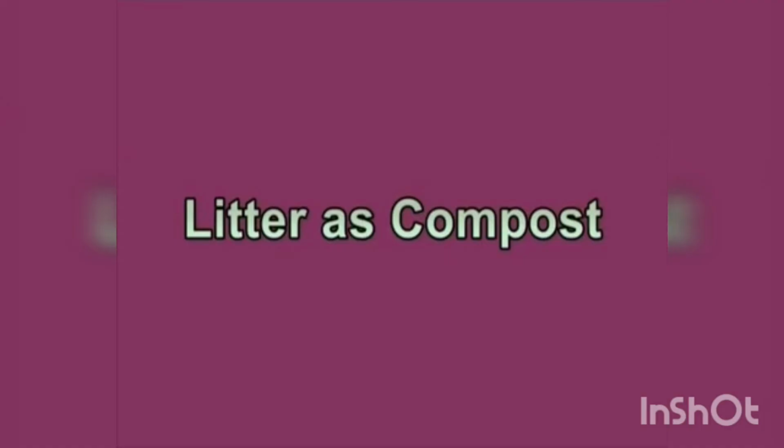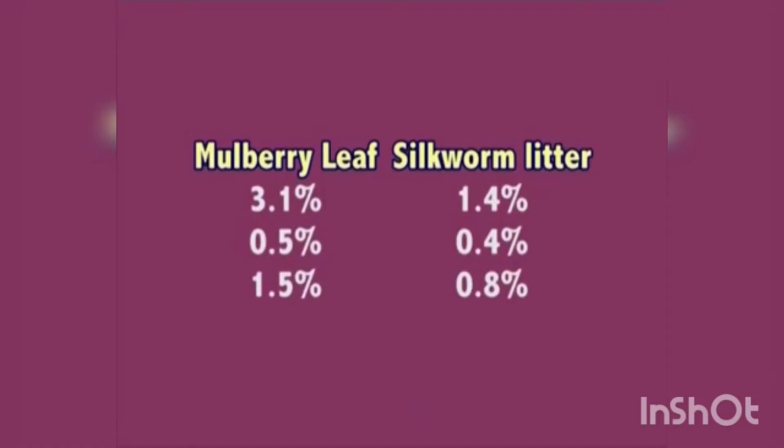Litter as compost. The bed refuse collected as litter is generally buried or burned for fear of transmission of diseases. When buried, the organic matter converts into compost and forms valuable organic manure. The manure adds a sufficient amount of nitrogen, phosphorus and potassium to the soil, because the amount of these three substances present in the leftover mulberry leaf and in the silkworm litter is 3.1%, 0.5% and 1.5% respectively, and 1.4, 0.4 and 0.8 respectively.